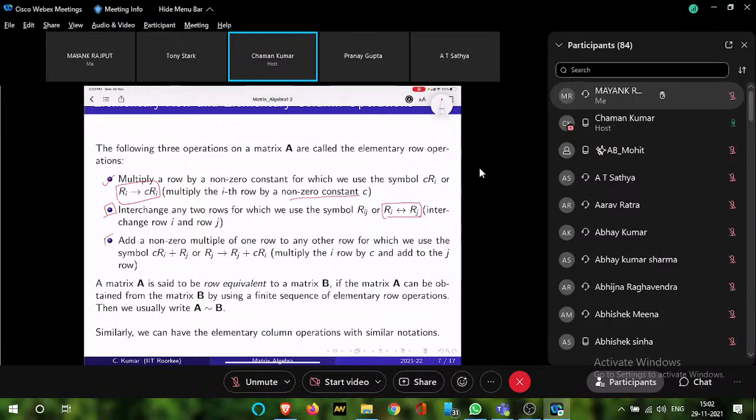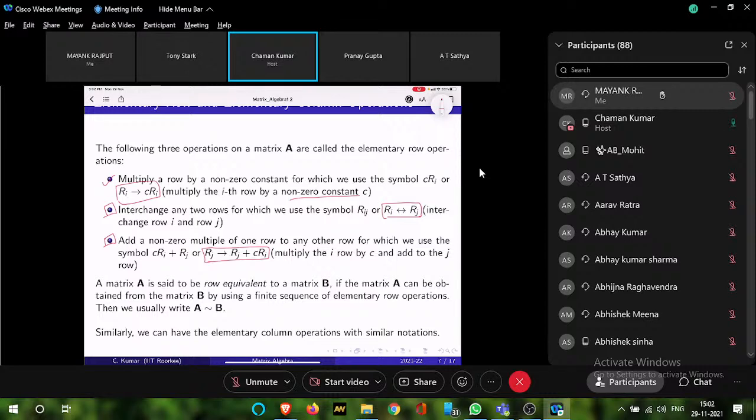And the third one is replacing row J by row J plus some constant C times row I. Okay, so these three are elementary row operations. Similarly, we can also have elementary column operations.